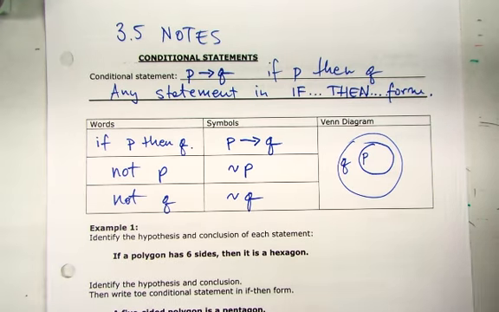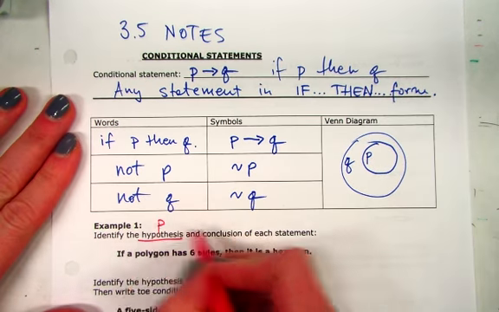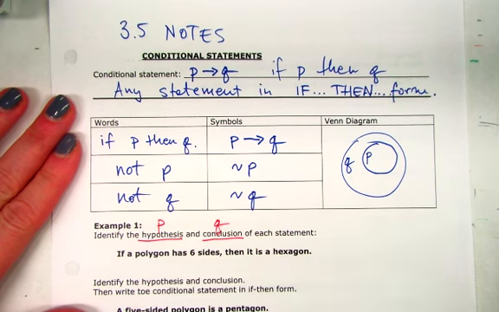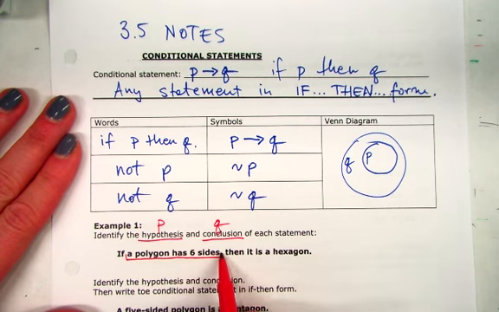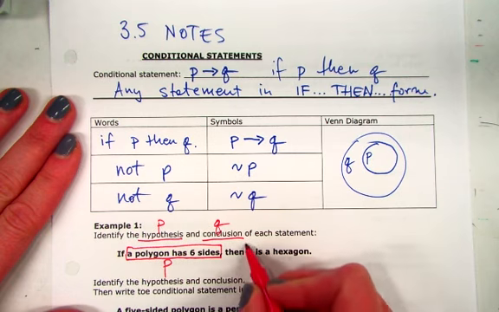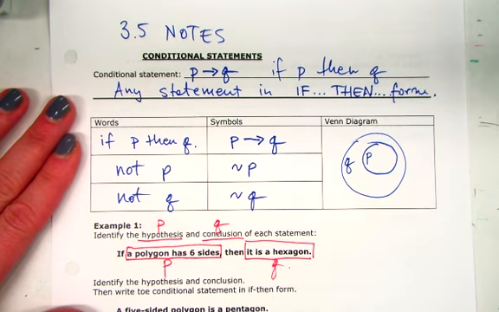Here's an example of a conditional statement, and it says identify the hypothesis and the conclusion. The hypothesis is P, conclusion for us is Q. So those stand for the same thing. If a polygon has 6 sides, then it's a hexagon. Basically anything that follows the if, that's your P. Anything that follows the then, that's your Q.